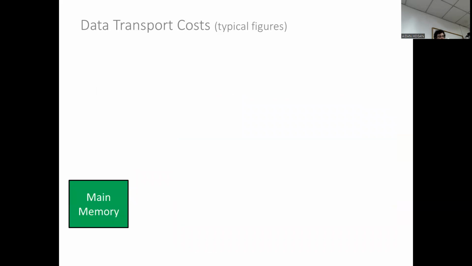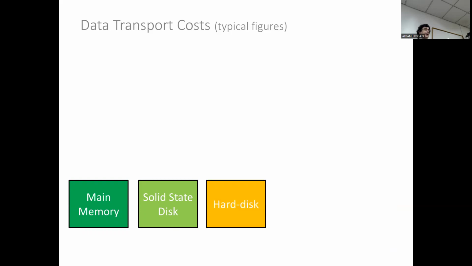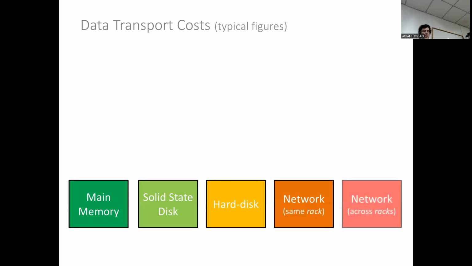So when we talk about distribution, we have to talk about data transport costs. The first problem we have to solve is on the level of hardware: how we can get data into a CPU or a GPU, although I don't talk so much about GPUs, to be processed. So where will the data be stored? It could be stored in main memory, in a solid state disk, or in a traditional hard disk. It could be stored on a different machine over a network, on the same rack, or on a different rack.